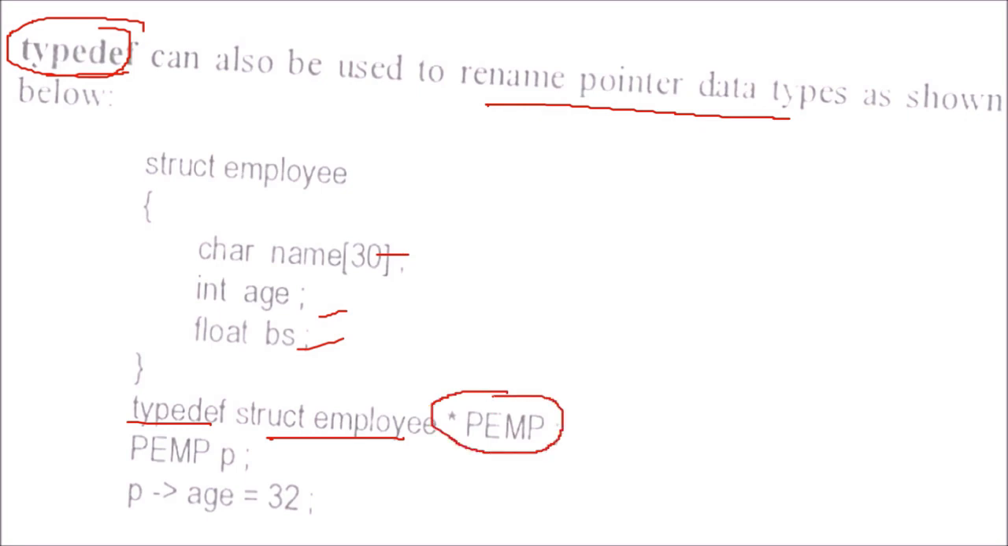So this typedef can also be used to rename the pointer data type. So how to rename the pointer data types using this typedef? This is your structure, struct employee. You have all this content. Then you have done this typedef struct employee, and you have said that you want to rename the pointer data type. So this is the pointer data type. Now you can make this PMP a variable here, and this P with arrow, that is, when you use a pointer, you access the elements of the structure using an arrow like this. So P arrow age will be equal to 32.